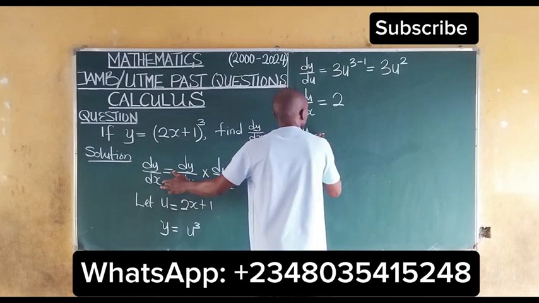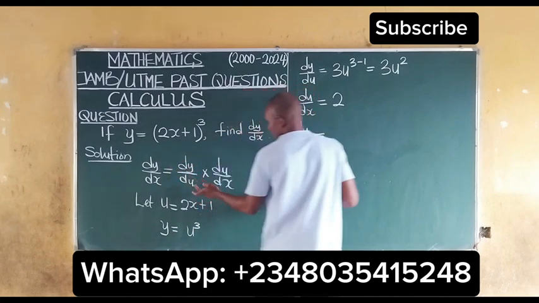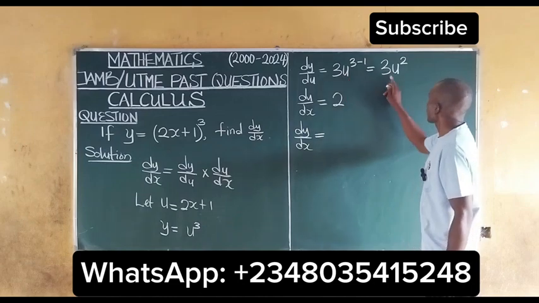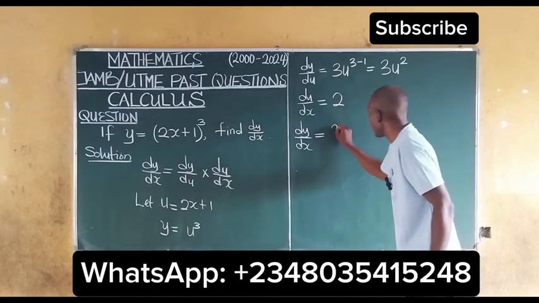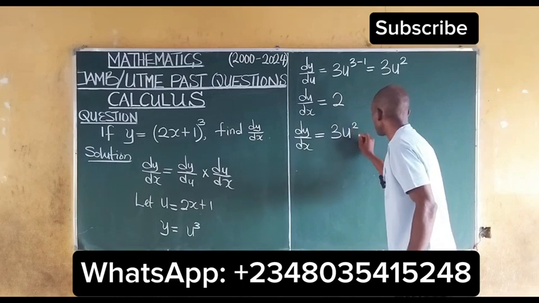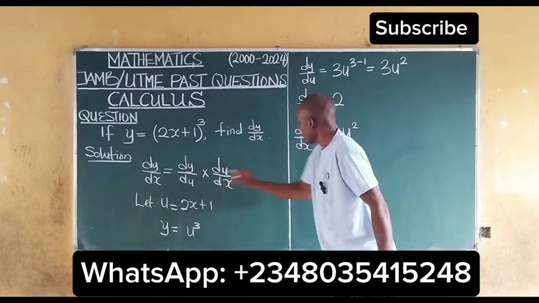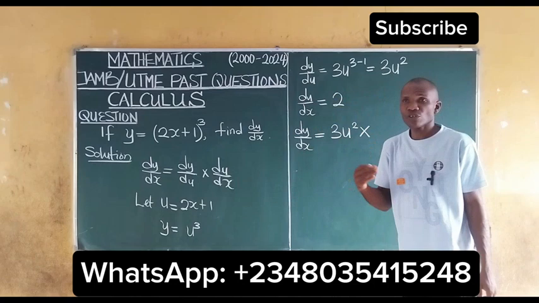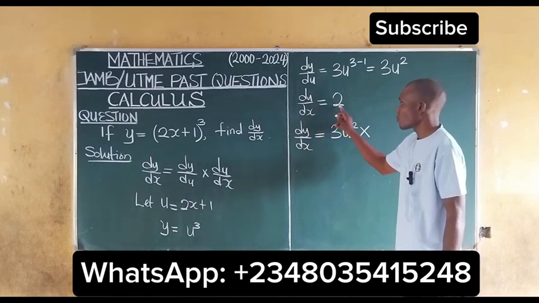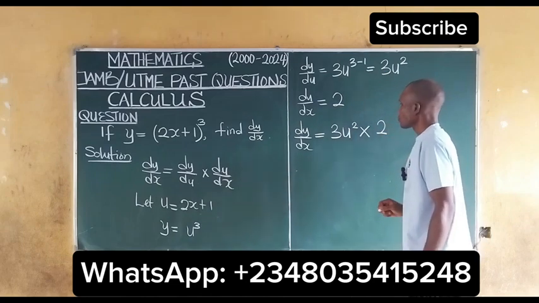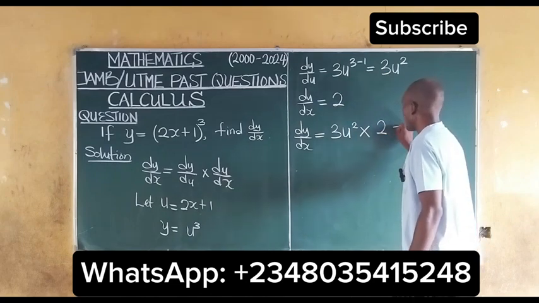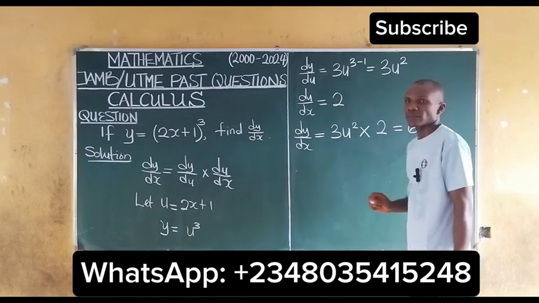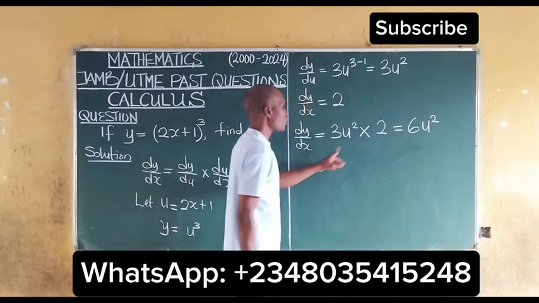dy/dx is equal to dy/du. What do we have as dy/du? We have 3u squared. So write it out: 3u squared multiplied by du/dx. What do we have as du/dx? We have du/dx is equal to 2. It then means that we can write this as 6u squared. 6u squared.